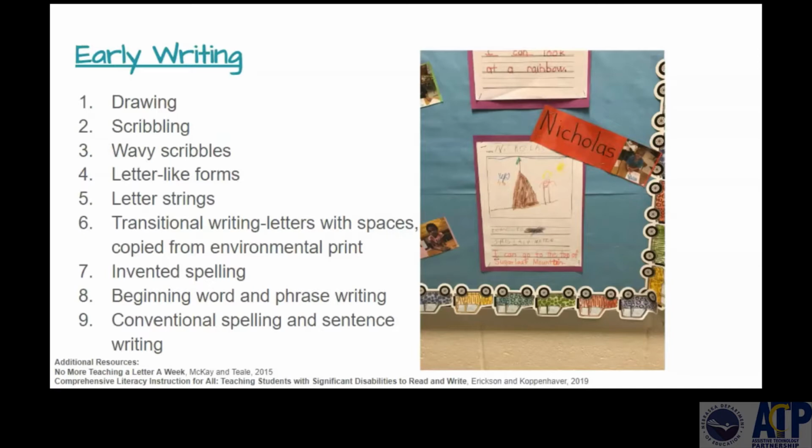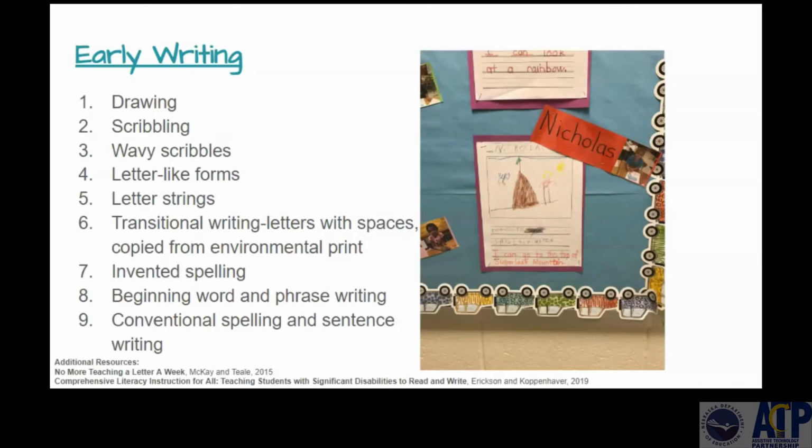At the letter-like forms stage, children make letters and marks that resemble letter-like shapes. As students begin to make letter strings, they create strings of letters that do not create a word, but they're generally written left to right, including uppercase and lowercase letters. At the transitional writing stage, children will have letters with spaces in between to resemble words, letters and words copied from environmental print, and letters may often be reversed.